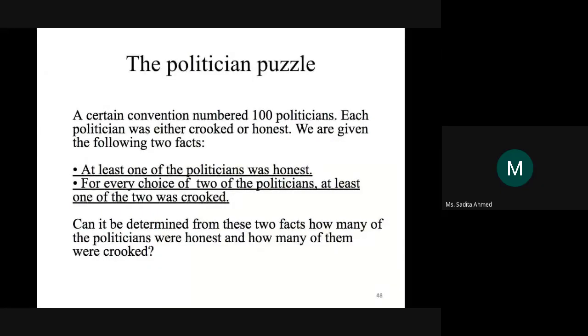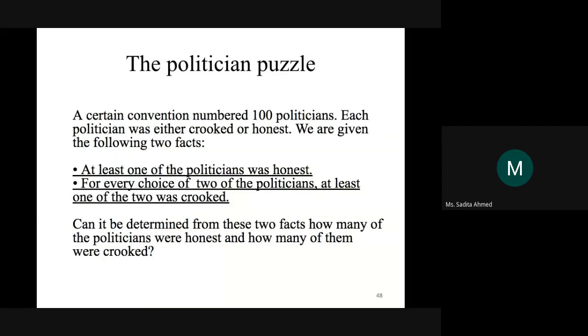Exactly. One has to be crooked. Because of that, we got to the statement that at least one of the two is crooked. That's why we are saying that both cannot be honest at the same time, right? But then again, think about what that must mean for the 100 politicians. Both can never be honest. You are allowed to make every possible choice, right? And they're saying that you will never land with a pair where both are honest.